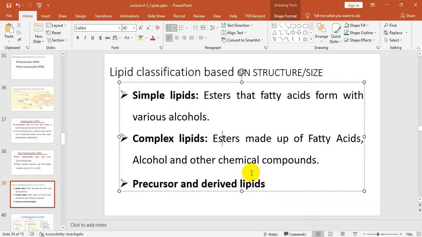We define simple lipids as esters that fatty acids form with various alcohols. Like I explained earlier, fatty acids react with glycerol or any alcohol to form simple lipids. Complex lipids are esters made up of fatty acids, alcohol, and other chemical compounds. Later we look at derived lipids also.